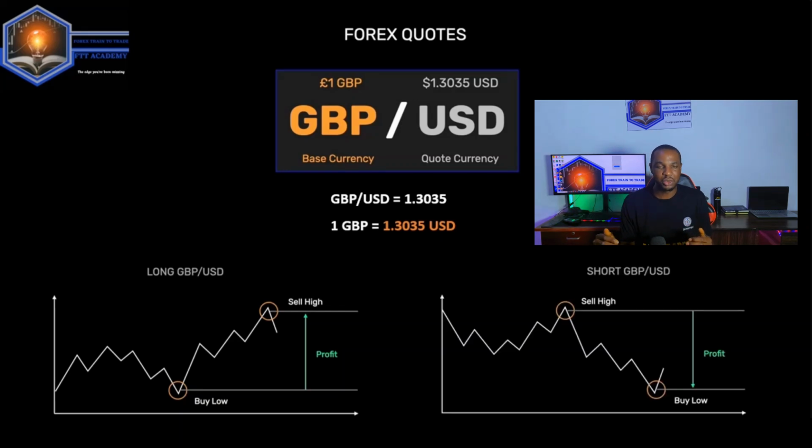So when you buy GBP/US dollar and it rises into profit, you will now sell back into the market, and you will make money. The same applies if you sell GBP/US dollar: when it goes into profit, you will now buy back your order into the market to generate profit. That's how it actually works.